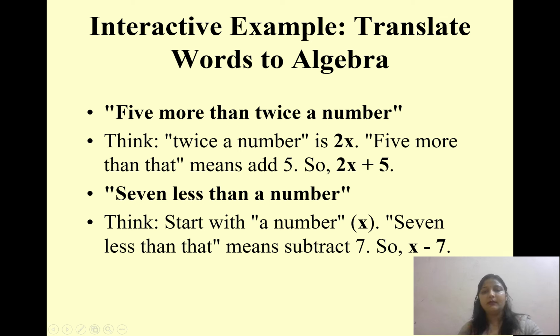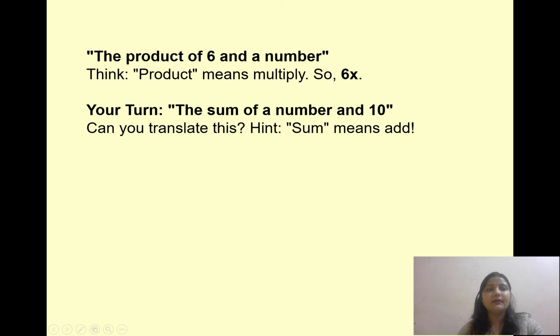7 less than a number. It means we assume we start with a number x, 7 less than, that means subtract 7. Less means subtract. So assume you have a number x and you need to subtract: x minus 7. Okay. Next, product of 6 and a number.